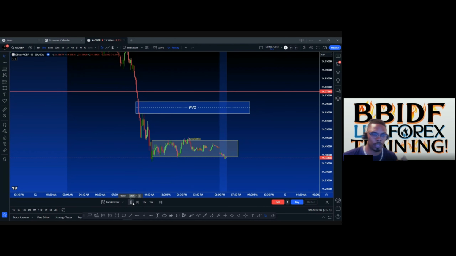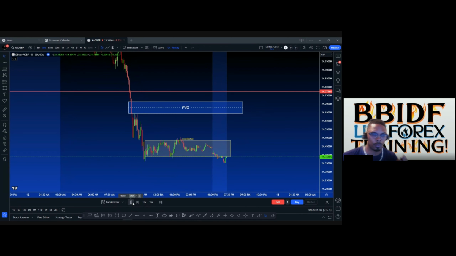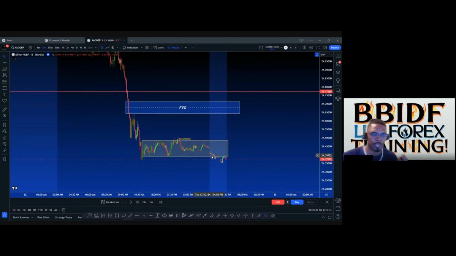Okay, so it looks like it broke out of this consolidation, but really, the consolidation is like this. So I'm really not taking it as an actual breakout. All right, so boom, it's like that. And let's keep going.